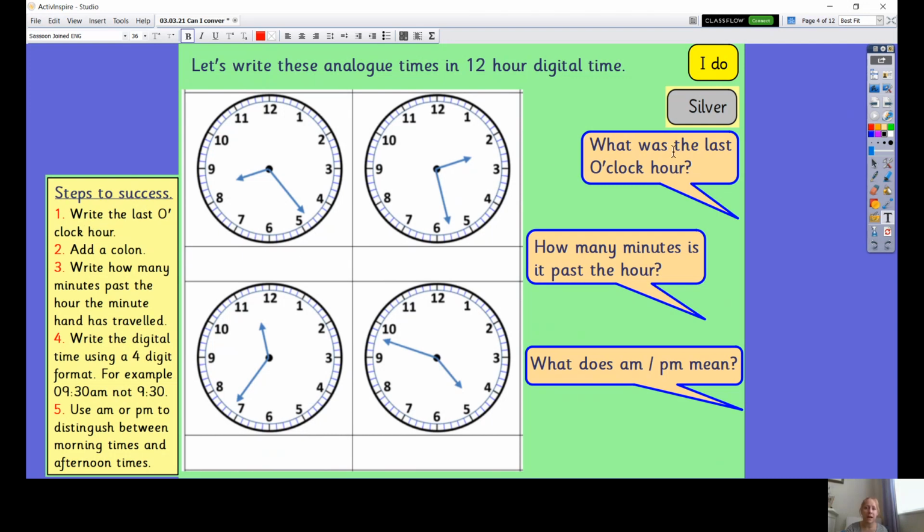The questions we need to be asking ourselves are, what was the last o'clock hour? An analogue clock is these round clocks, and we're trying to write them in a 12-hour digital time.